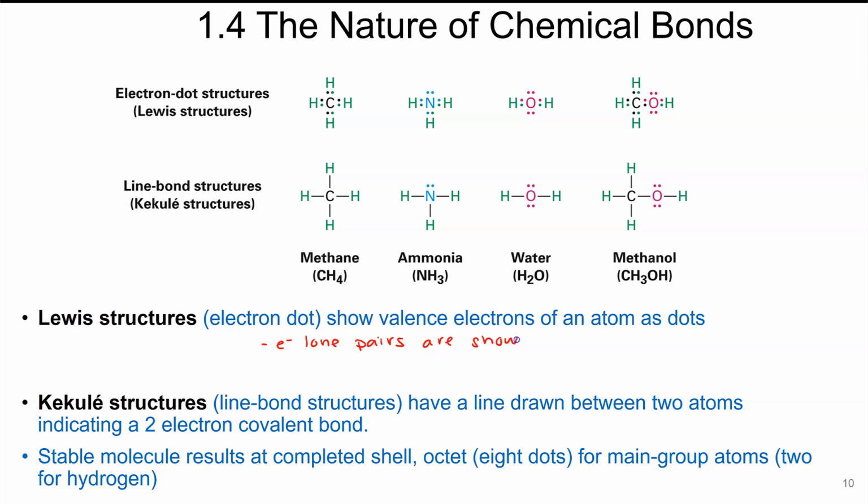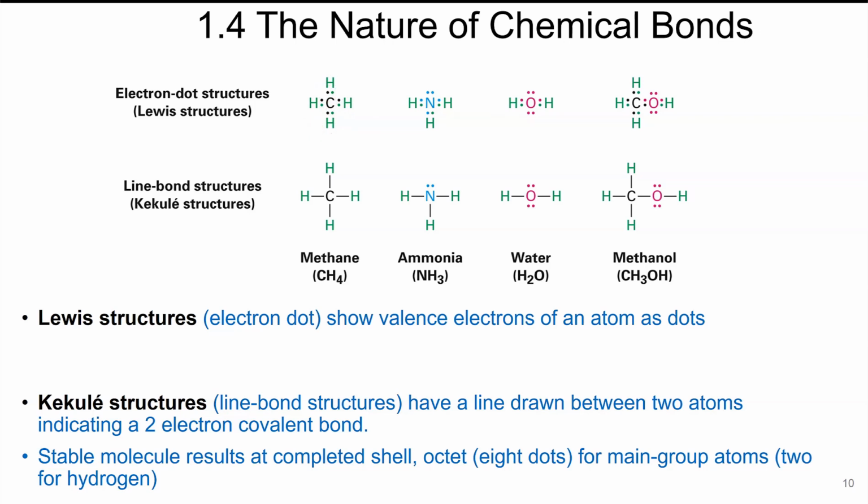And the Lewis structures have a line drawn between the 2 atoms, which indicates that there is a covalent bond there, represented by the sharing of 2 electrons. In a stable molecule, the atom will have 8 electrons, which is a completed shell, or for hydrogen, there's only 2 electrons there. Each of these atoms that are not hydrogen will have a complete octet. These show all of the individual electrons. You can see carbon has 4 electrons, hydrogen contributes 1, and those are each forming a bond.